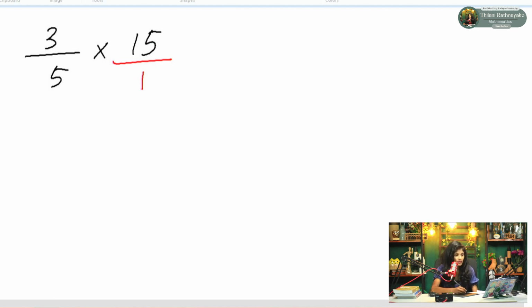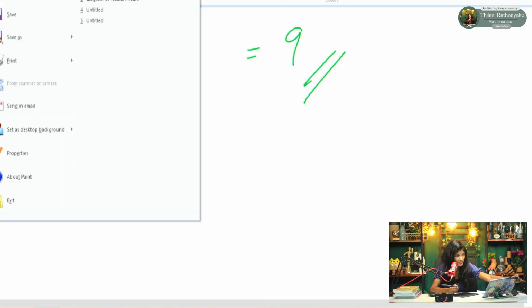Okay, so now I'm going to simplify. Here 5 times 1, 5 times 3. Now that's it. 3 times 3 means 9. 1 times 1 means 1. If you have 1 in the denominator, that is useless. So no need to write 1 there. Answer is just 9. That's it. Next question.